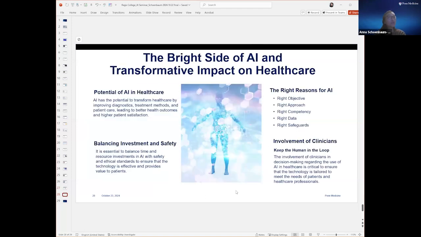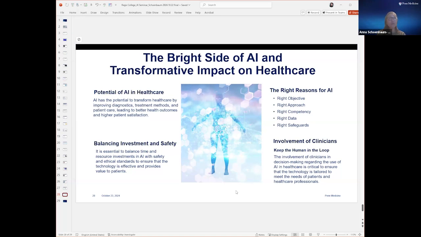So here are the potentials, but as we look at AI, it does have an impact on healthcare, but we've got to do it for the right reason, understand the 5 rights, and also balance the investment regarding safety. Start with a pilot, and make sure it validates your objective and validates the accuracy as you're putting it in. But I'll just end with: whatever you do, you need to involve the clinician.